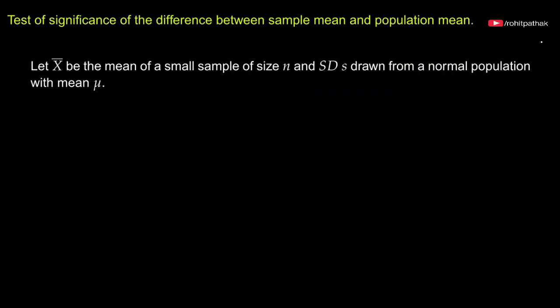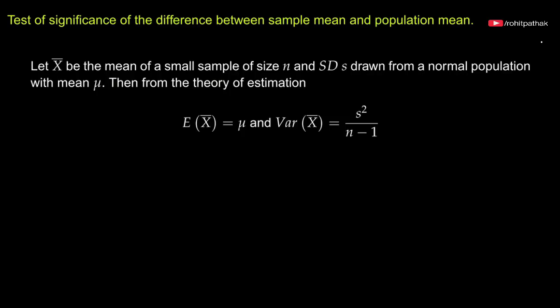First we discuss the test of significance of difference between sample mean and the population mean. Suppose x bar is the mean of a small sample of size n and standard deviation s drawn from a normal population with mean mu. Here also we assume that the population from which the sample has been drawn is normal. Therefore, from the theory of estimation, expectation of x bar equals mu and variance of x bar equals s square upon n minus 1.